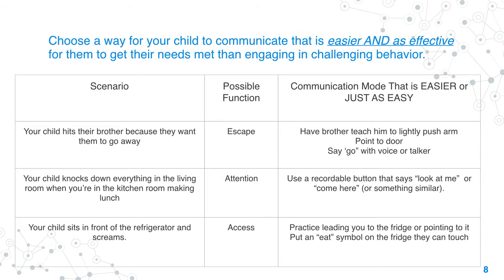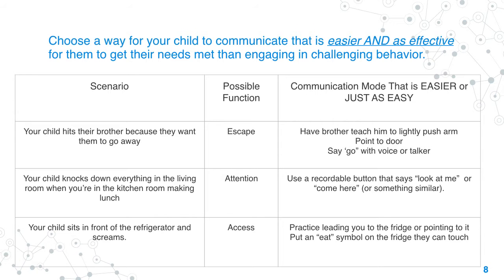So, say your child hits their brother because they want them to go away. The probable function is escape. And so, a communication mode that is easier or just as easy would be maybe to have the brother teach them to lightly push their arm or to kind of guide them out of the room, or maybe they point to the door, or maybe if they're already able to do those things, maybe they go ahead and say go on their talker.